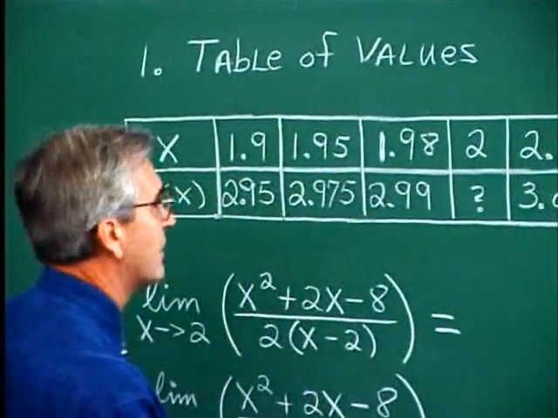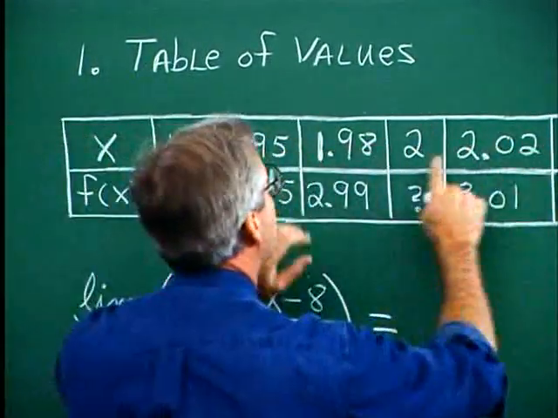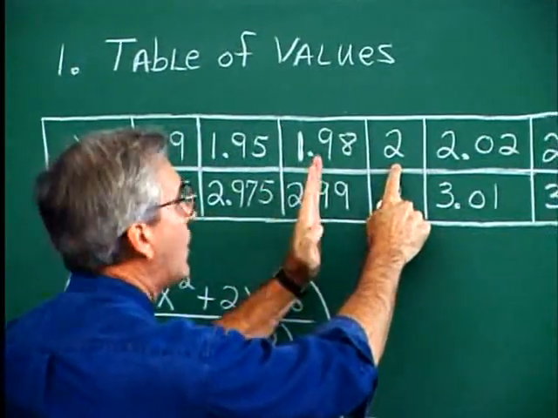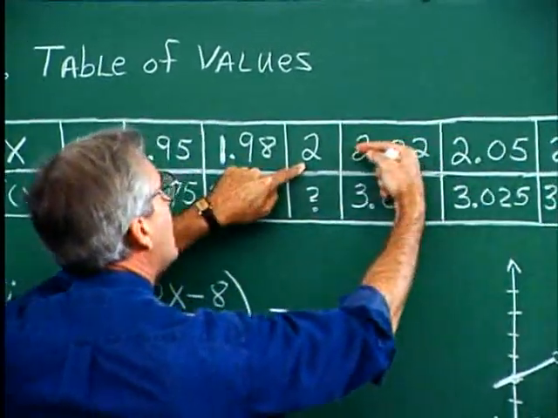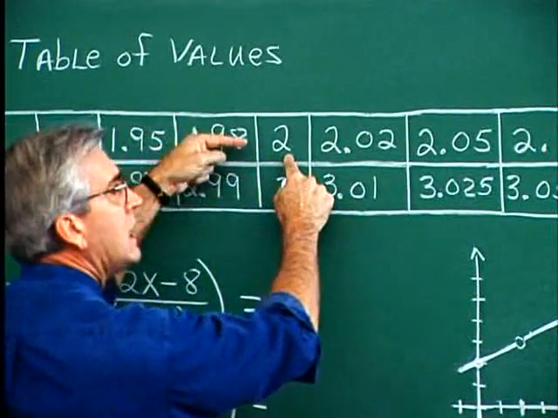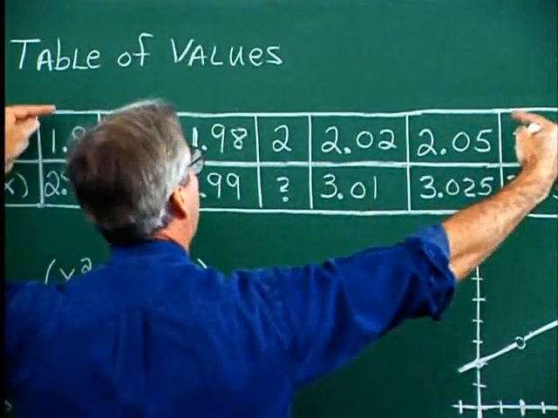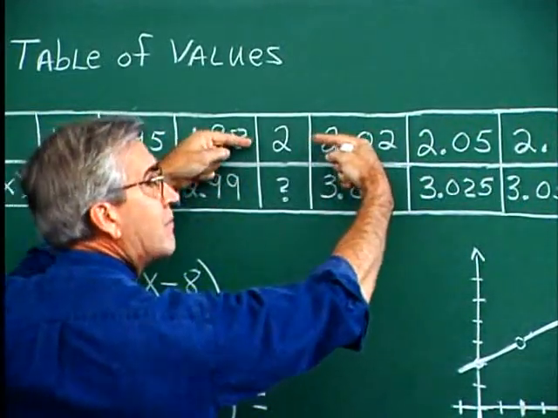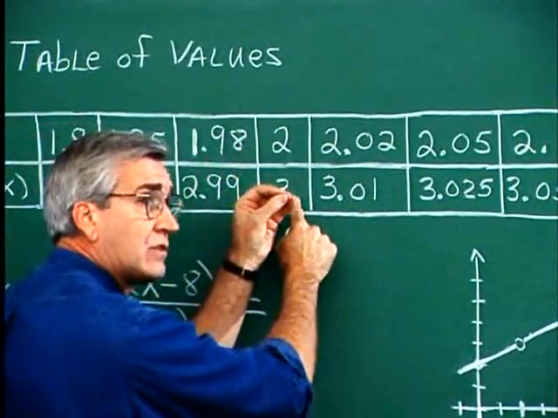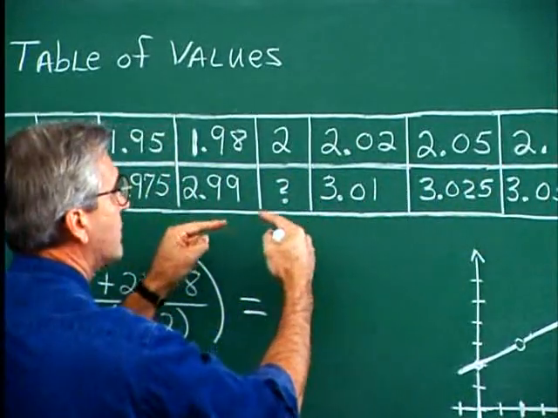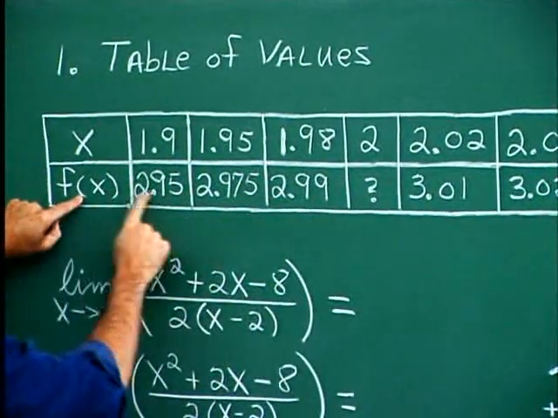Here's a table involving the previous function. In this row, I've got values of x. Now, just take a look in the middle of it. Here's 2, our target point. And we are approaching 2 from values above 2 and also from values below 2. And that's the idea of the investigative process of limit. We are approaching the target point from both sides, and we want to know what value f of x is approaching from both sides.